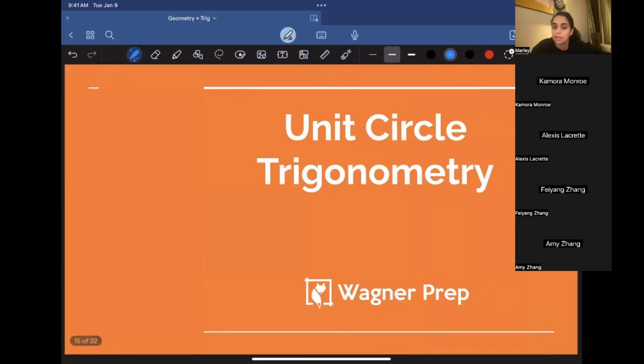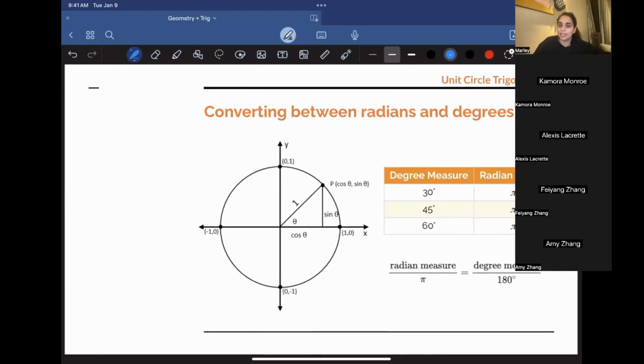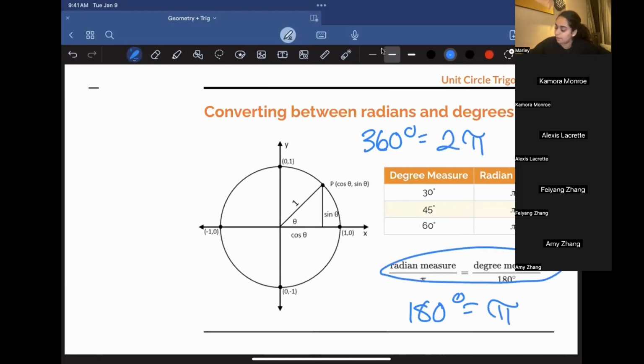Okay. Now we have unit circle trigonometry. And I think this is a little bit irritating and annoying. But from that first slide, it says a full circle is 2 pi radians, and it also says that a full circle is 360 degrees. So it's really nice to do 360 degrees equals 2 pi, or right here, 180 degrees equals pi. We have this thing where radian measure over pi is equal to the degree measure over 180.